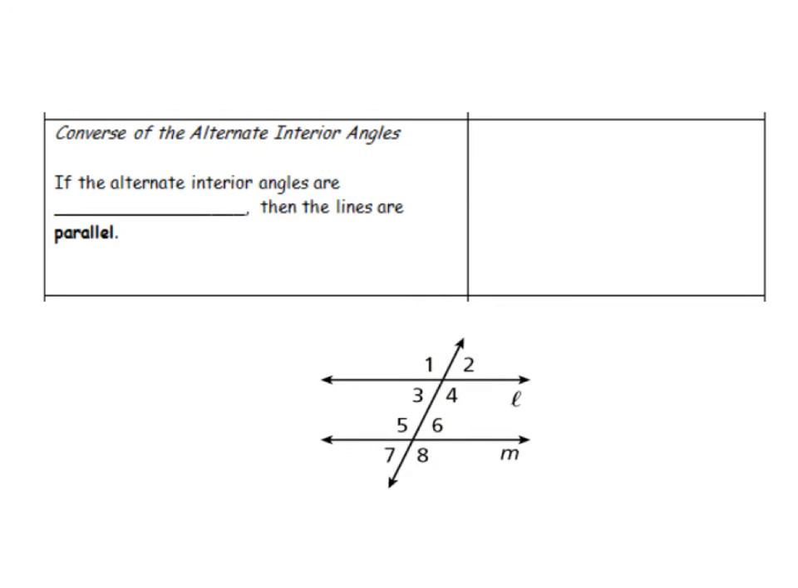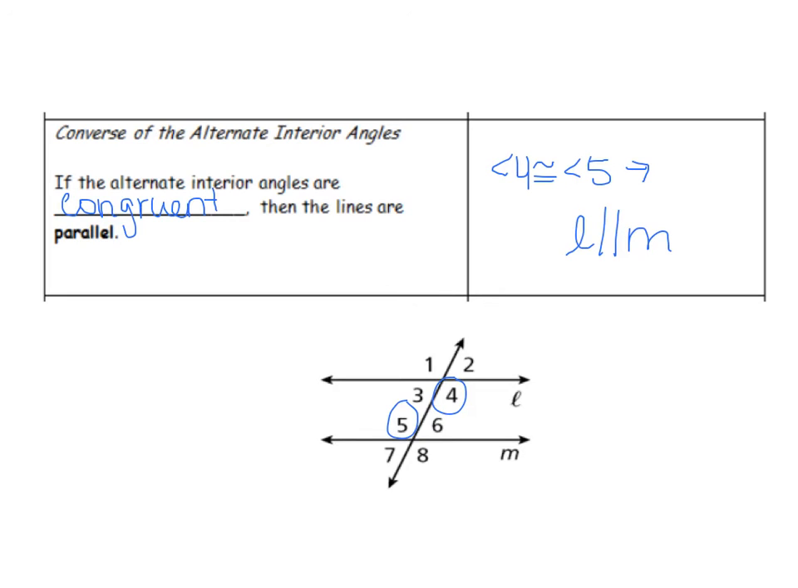Let's apply that same thing to the converse of the alternate interior angles. If we know that the alternate interior angles are going to be congruent, then we can state that the lines are parallel. So we better mark them congruent. An example would be, if 4 is congruent to 5, well, if your alternate interior angles are congruent, then that implies that your lines must be parallel. So if I'm trying to show that lines are parallel, I need to know something about those angles.